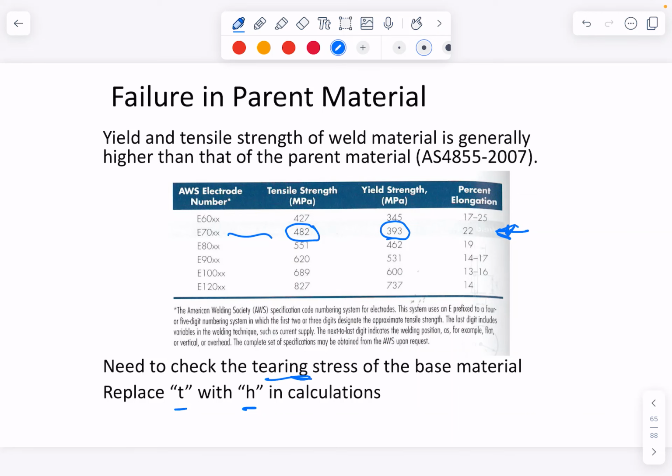But it's also where it's important to use the right electrodes for the right jobs. So not only do we have differences in yield and ultimate, but you've also got variances in the elongation. So you want to make sure you've got the right electrode for the job, I guess, is the important part.